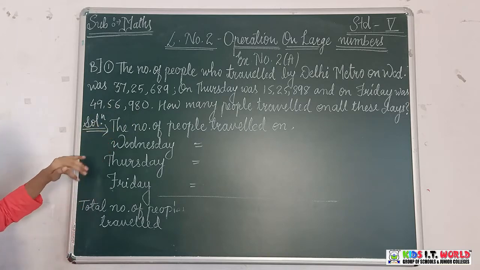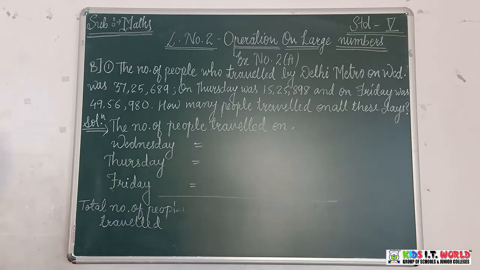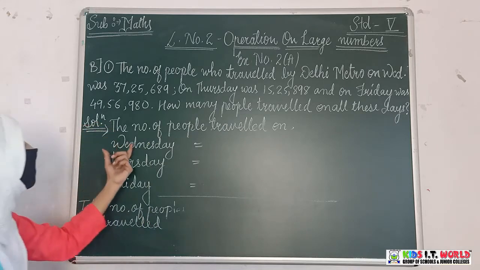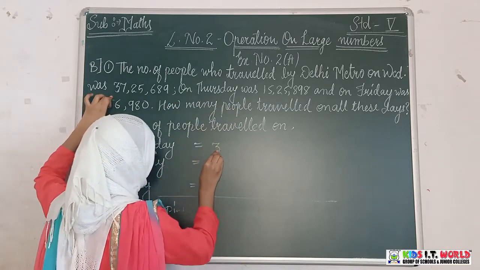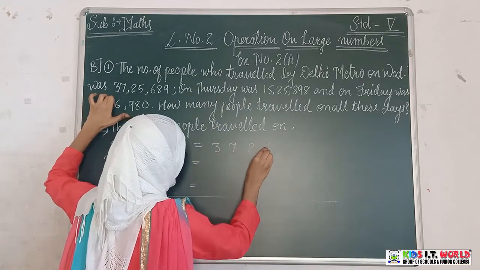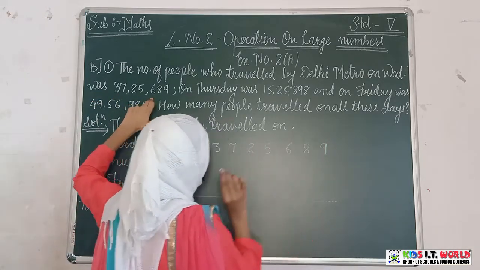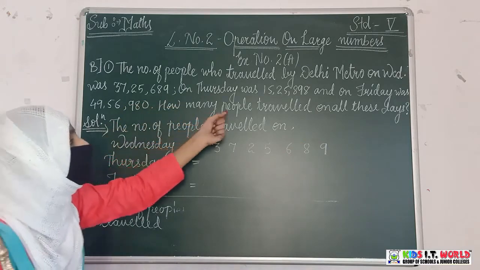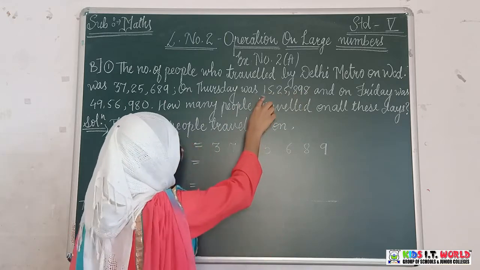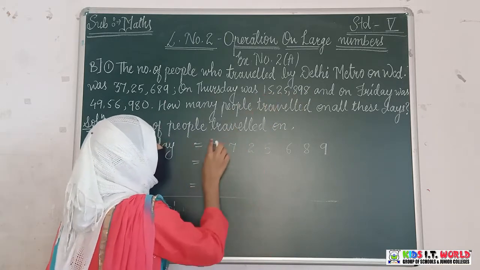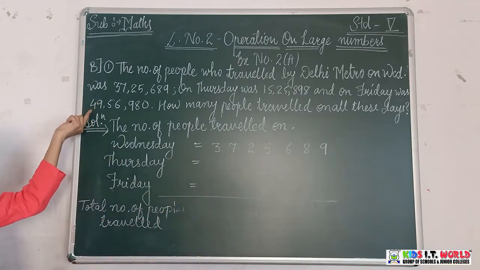So collect the given data, that is, the number of people travelled on Wednesday, Thursday and Friday is given to you. So write it in this way. On Wednesday, how many people travelled? It is 37,25,689. Now the next one, on Thursday, it is 15,25,898. See, here also the number is starting from the 10 lakhs. On Wednesday also it is starting from the 10 lakhs. And on Friday also it is starting from the 10 lakhs.